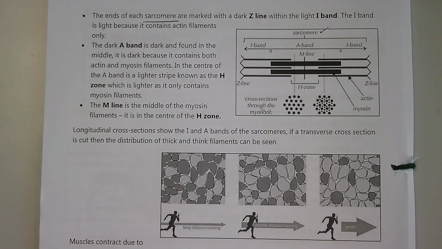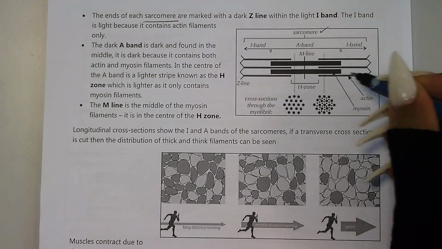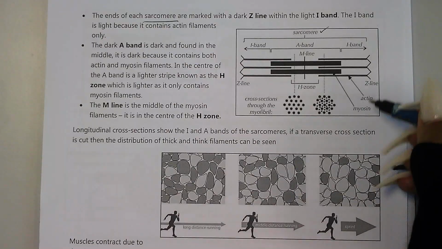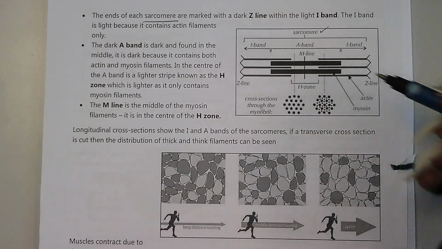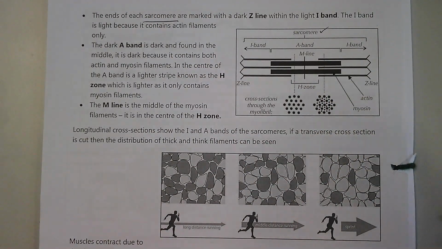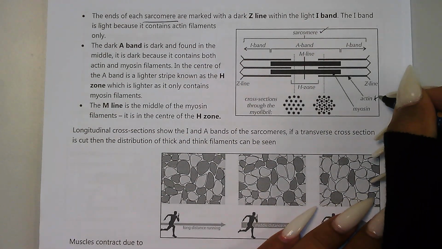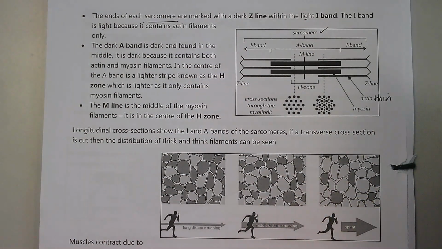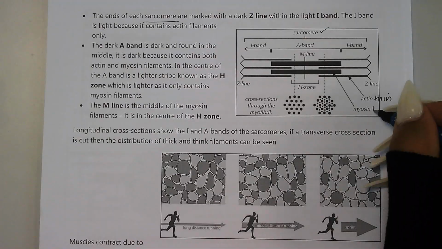Okay? Now, in a sarcomere, we have some molecules. Two types of molecule make up a muscle fiber. We have actin, which is a long molecule, and we have myosin, which is also a long molecule. Now, the difference between these two molecules is the way we describe their appearance. The actin molecules are thin compared to the myosin, which are thick.